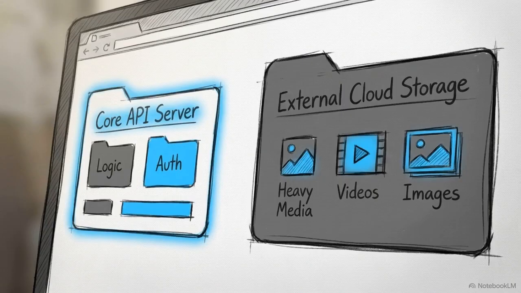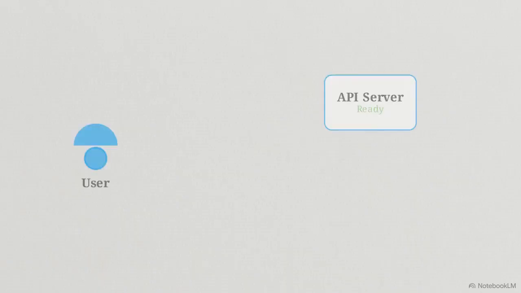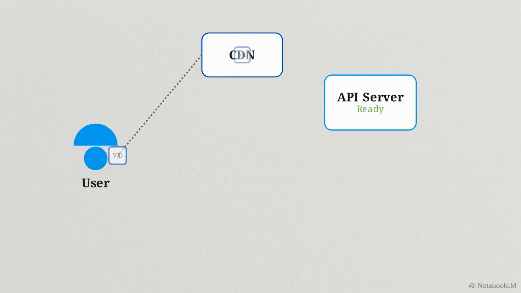Step 5 is offloading heavy assets to ensure the core API only handles the logic it was built for. Static files like images, videos, or PDFs should be routed directly to a content delivery network. This keeps that high-volume traffic off your main compute nodes entirely.